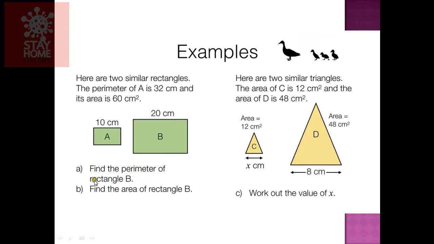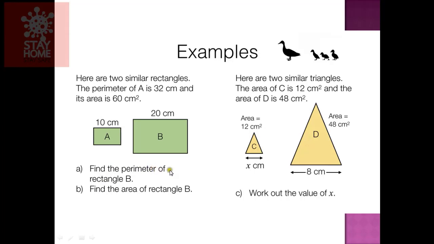Find the perimeter of rectangle. Okay, if it is 10 centimeters, that will be 10 centimeters, and the total perimeter is 32, meaning 10 and 10 is 20. 32 minus 20 will be 12, meaning 6 this side and 6 this side. So it means that 10 and 6 are the sides.